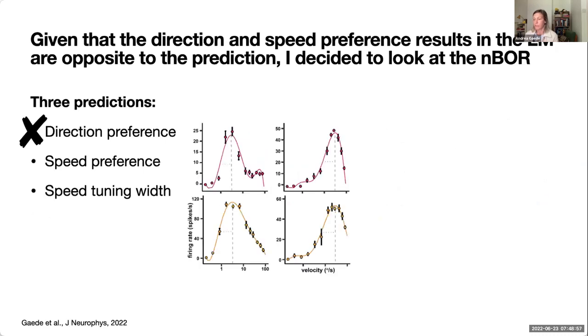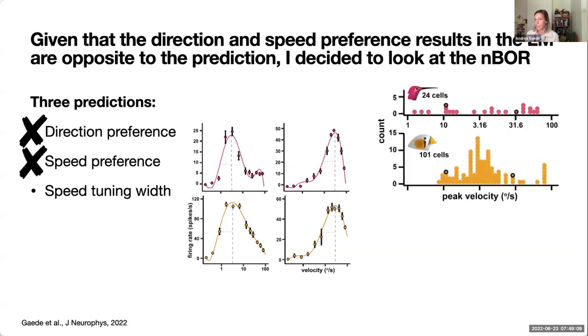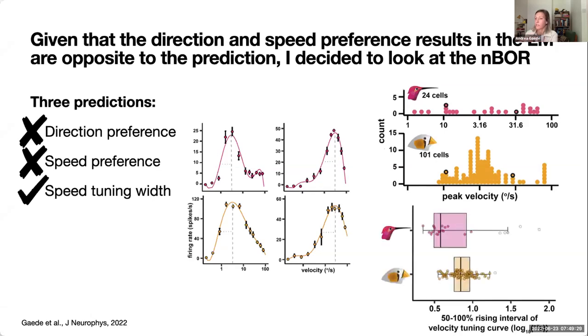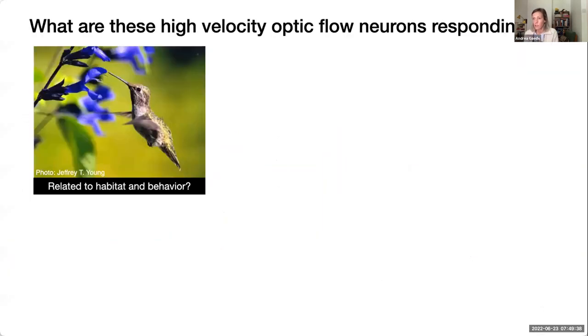And then moving on to the speed data, I fit curves to the individual NBOR cell responses to speed of optic flow and plotted the peaks of these curves. And again, there's no difference in the distribution of these preferred speeds. But we finally looked at the width of the rising phase of the curve at the 50% max, which is the horizontal gray line, and found that the hummingbird optic flow neurons are more tightly tuned to their preferred speed. So you get this narrow tuning for speed.